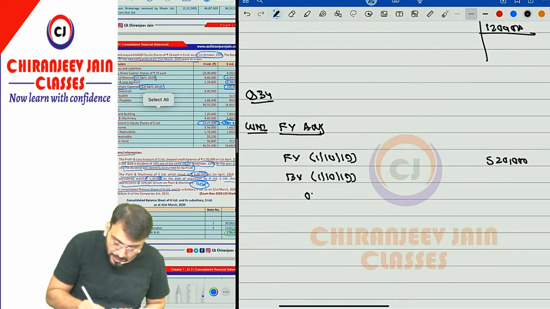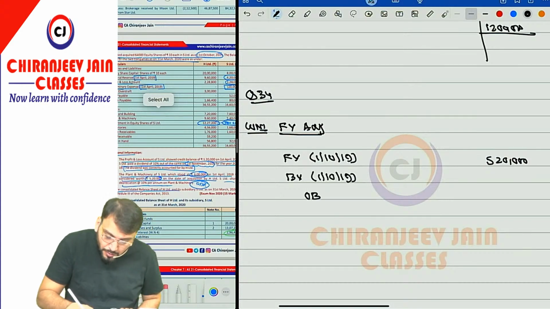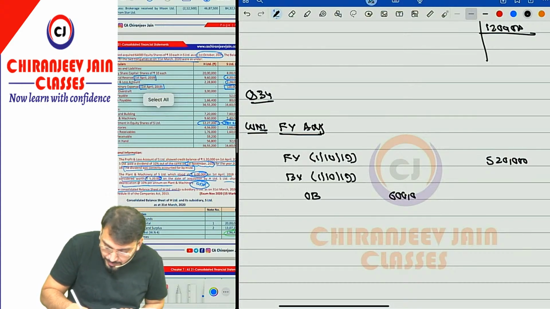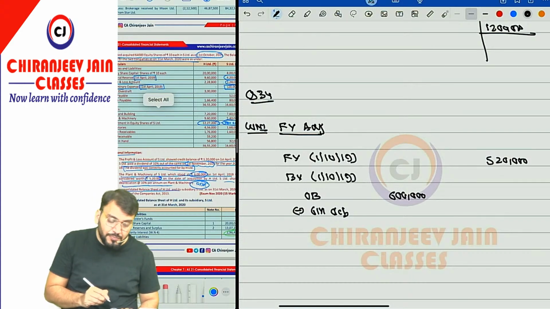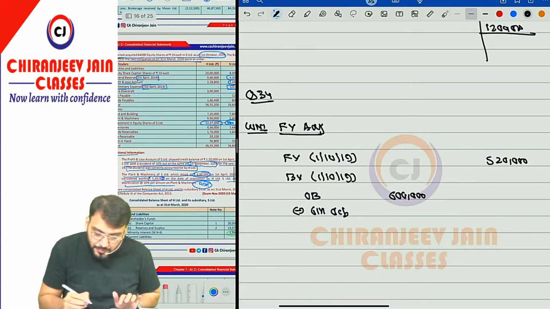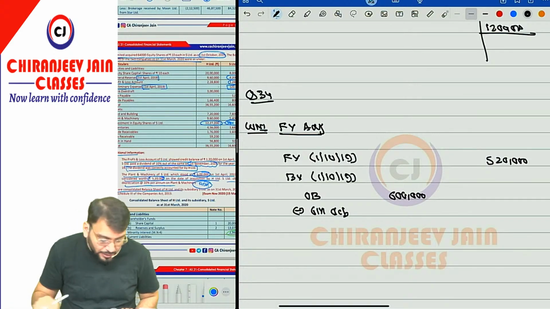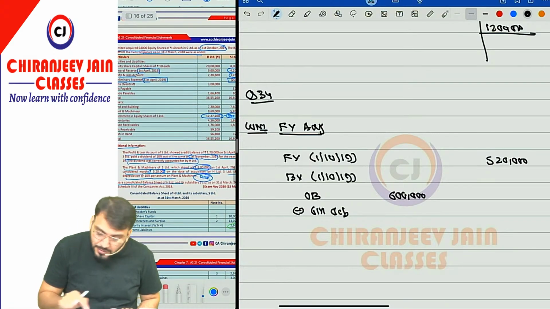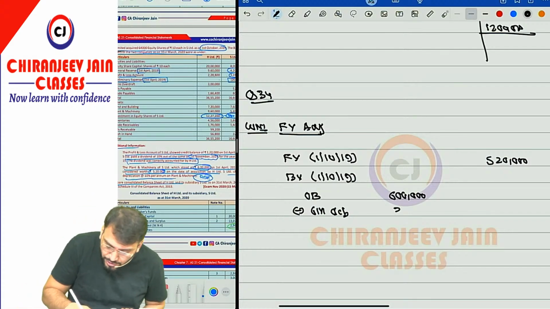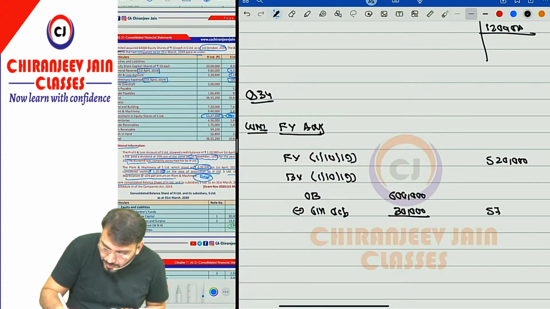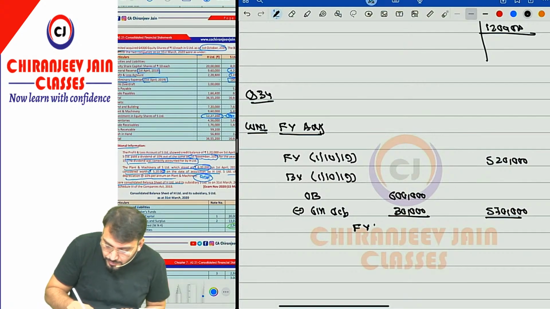So they have given opening balance. How much they have given? Opening balance 6 lakh. So we'll charge 6 month depreciation, because up to 1st October 6 month depreciation is required. So it is 6 lakh into what? 10% divide by 2, because 6 month, so 30,000. So it will be how much? 5 lakh 70,000. So you can see there is a fair value loss.